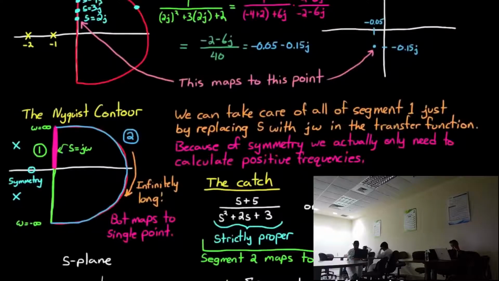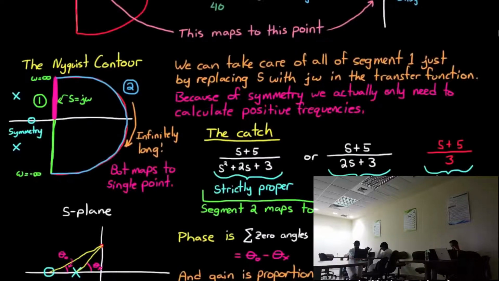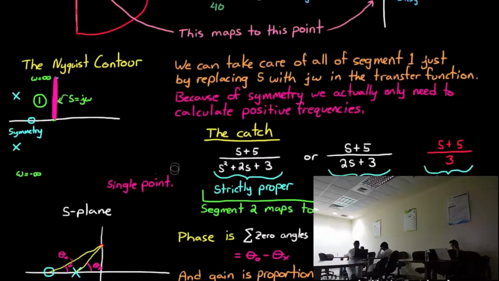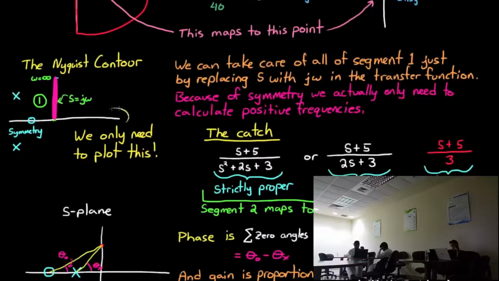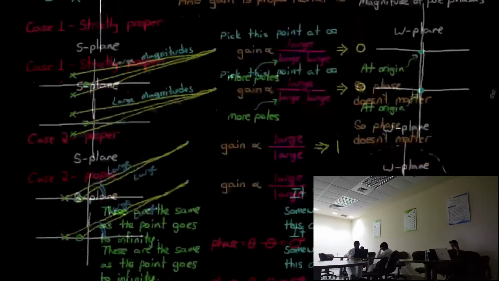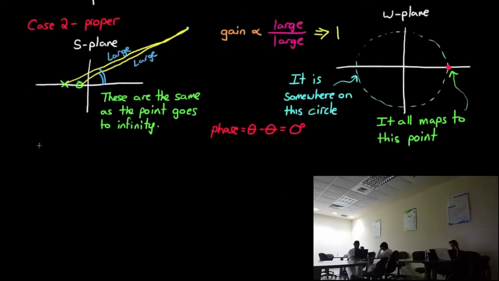Now to simplify the Nyquist contour. Since the second segment of the Nyquist contour all maps to the same point in the W domain, we don't need to worry about it when we're plotting. The point is taken care of with the positive infinity in the j omega axis. And because of the reflection, we don't need the negative omegas, so we really only need to plot the positive j omega part.